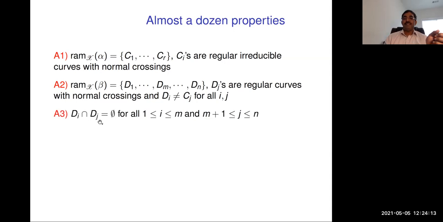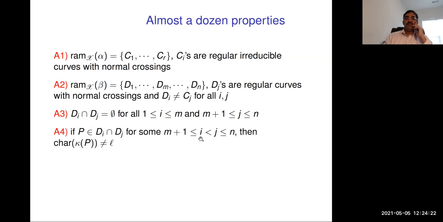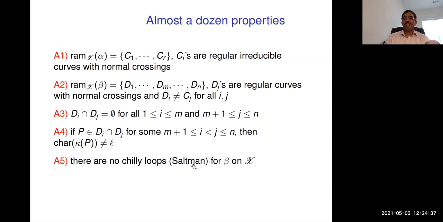And if D_i intersection D_j is nonempty for some 1 less than or equal to i less than or equal to m and m plus 1 less than or equal to j, then if P is in any of these D_i intersection D_j, the characteristic of kappa(P) is not equal to l. So that's how this m is chosen. The first few of them are characteristic l and the remaining are not equal to l. And there are no cycle loops. This is a Saltman classification of the nodal points for beta on X.